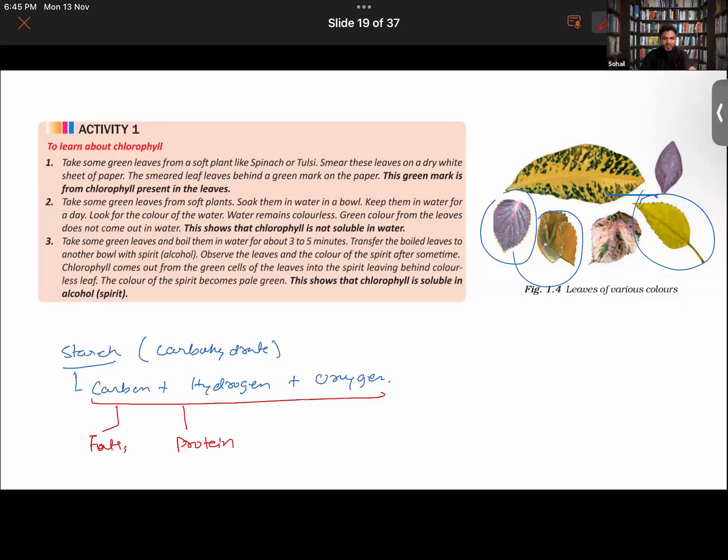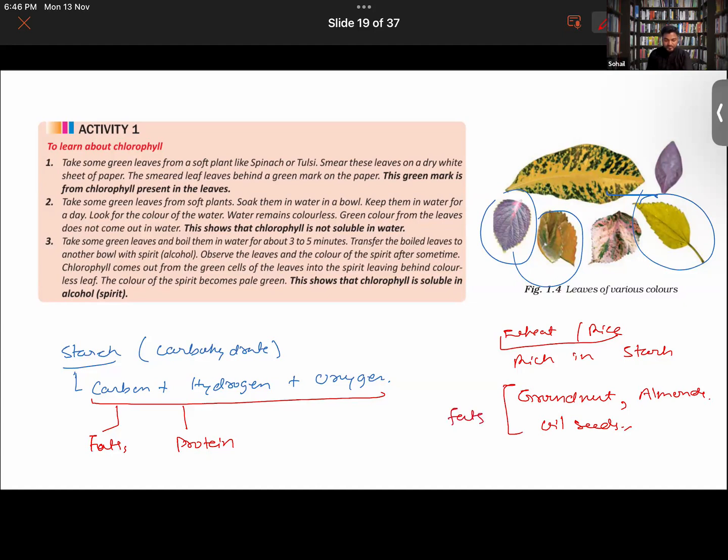For example, if I were to talk about foods like wheat or rice, these are rich in starch, right? Sometimes you get to see the seeds of several plants from which oil is extracted. For example, you have groundnut, in which fat is present. You have almonds also. You have oil seeds also, right? So there the plants are synthesize the carbohydrate as fats.